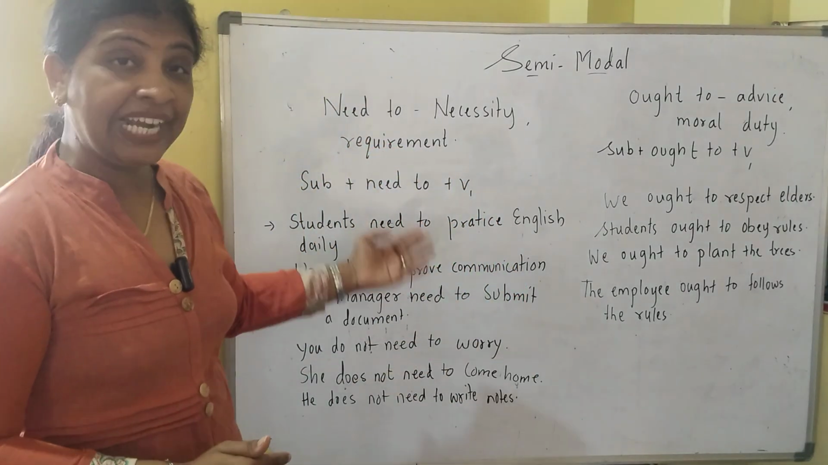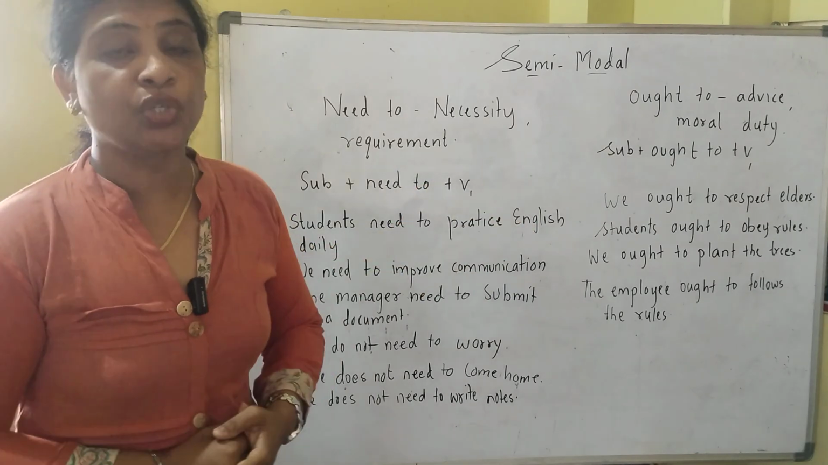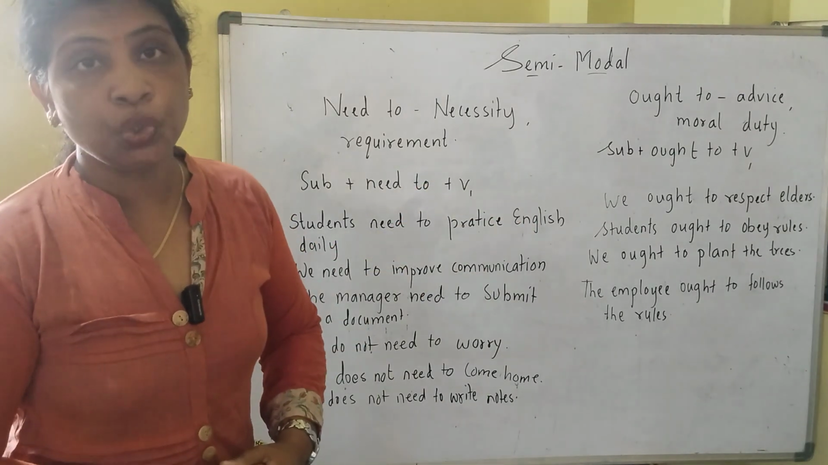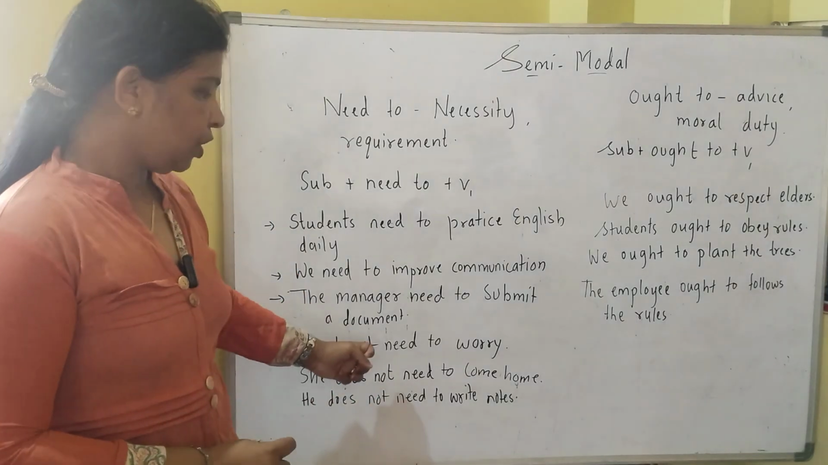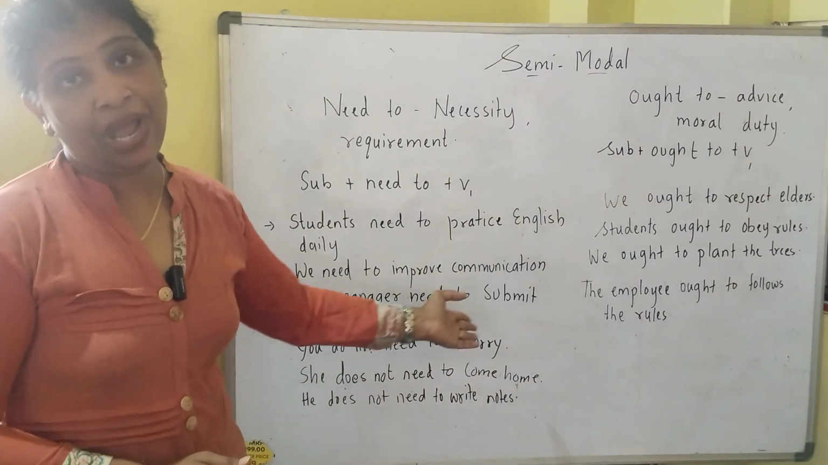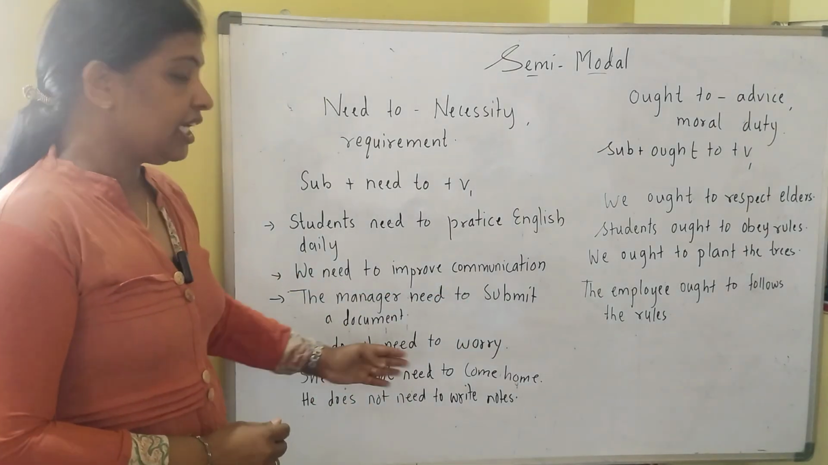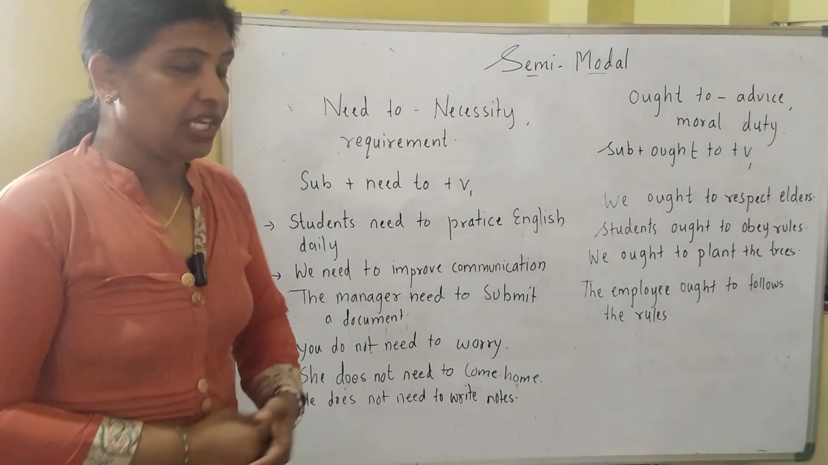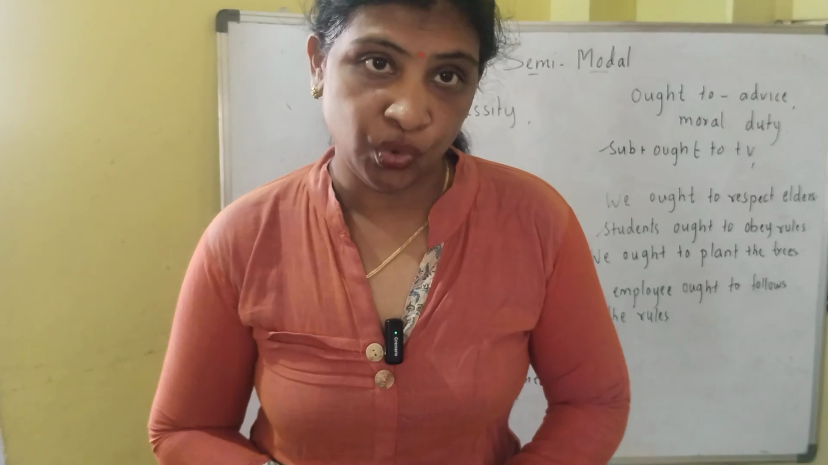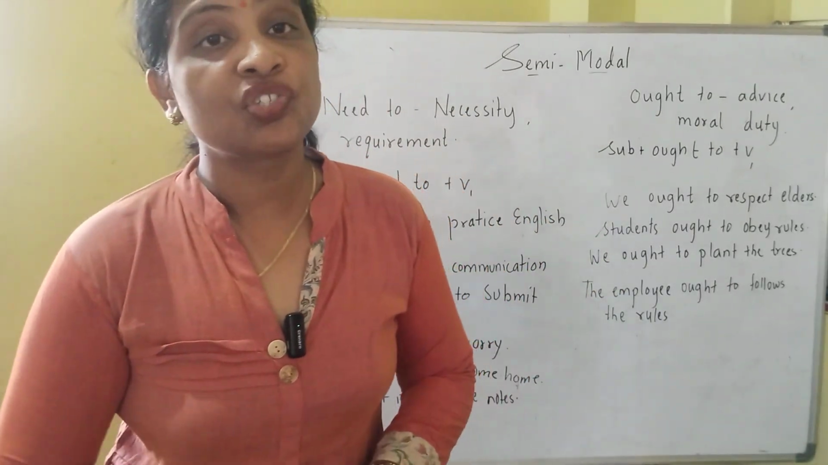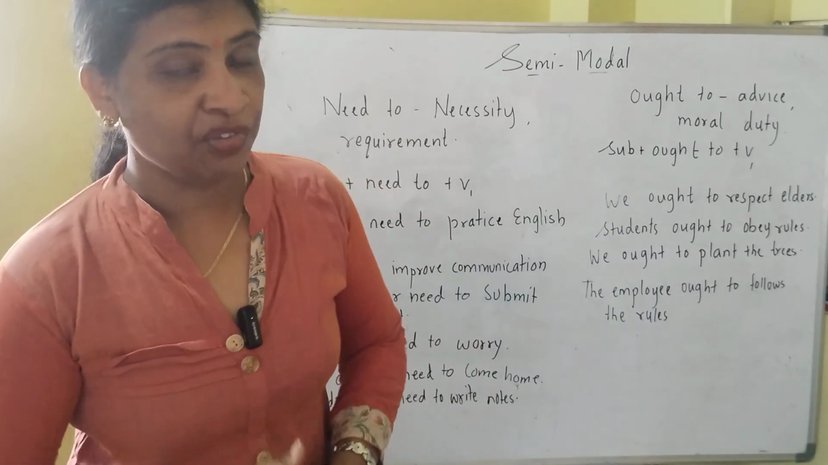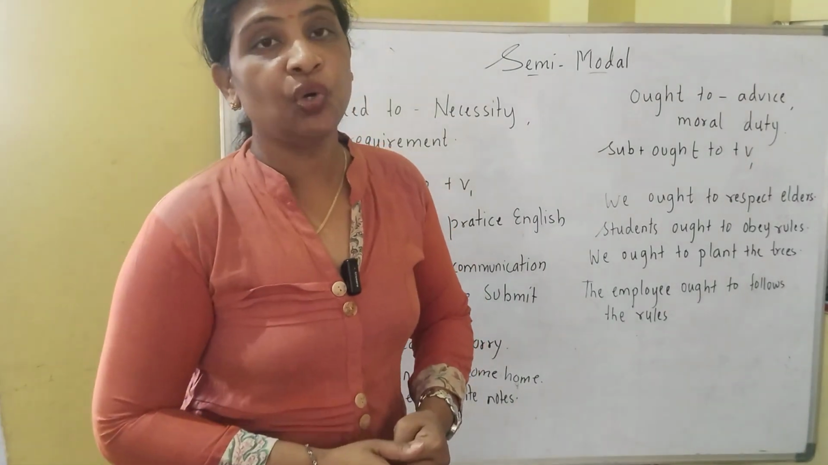Now let's see the negative form of need to and how to use it in sentences, that is: you do not need to worry. So the structure is subject plus do not plus need to and V1. She does not need to come home. He does not need to write notes. Need to is used sometimes for necessity, sometimes for requirement. Depending on the situation, you have to use need to.